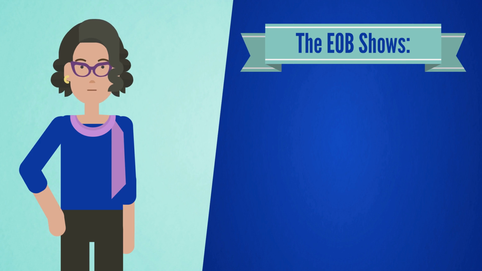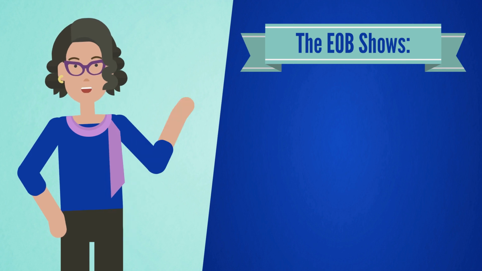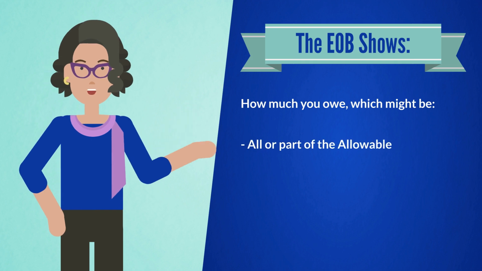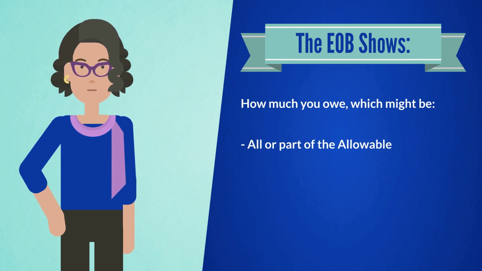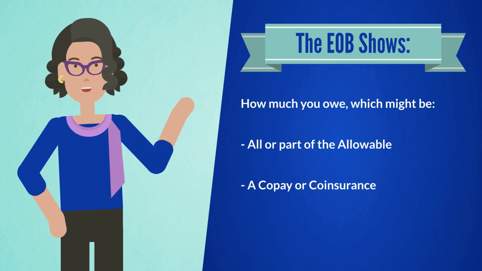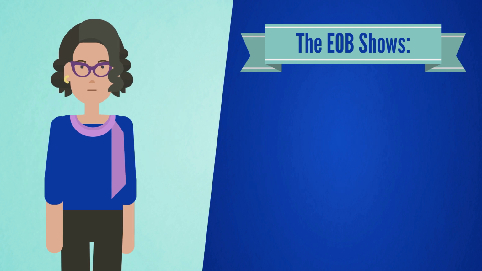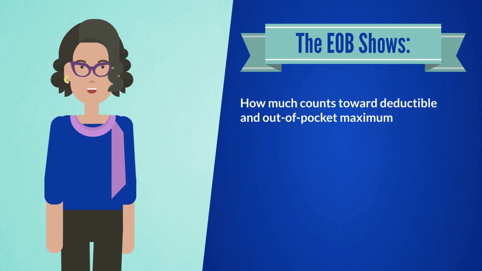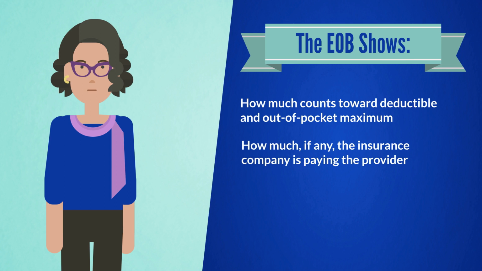Of the amount that the provider is allowed to collect, the EOB shows how much you owe. You may be responsible for all or part of the allowable, or you may simply owe a copay or coinsurance for the services you received. The EOB will show how much of what you owe counts toward your deductible and out-of-pocket maximum. The EOB will also explain how much, if any, the insurance company is paying your provider.